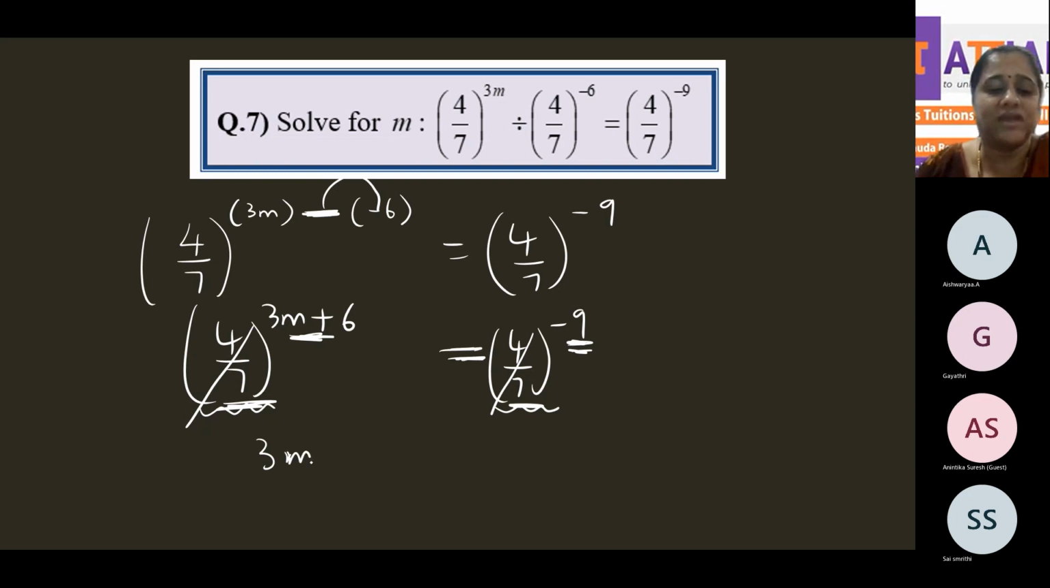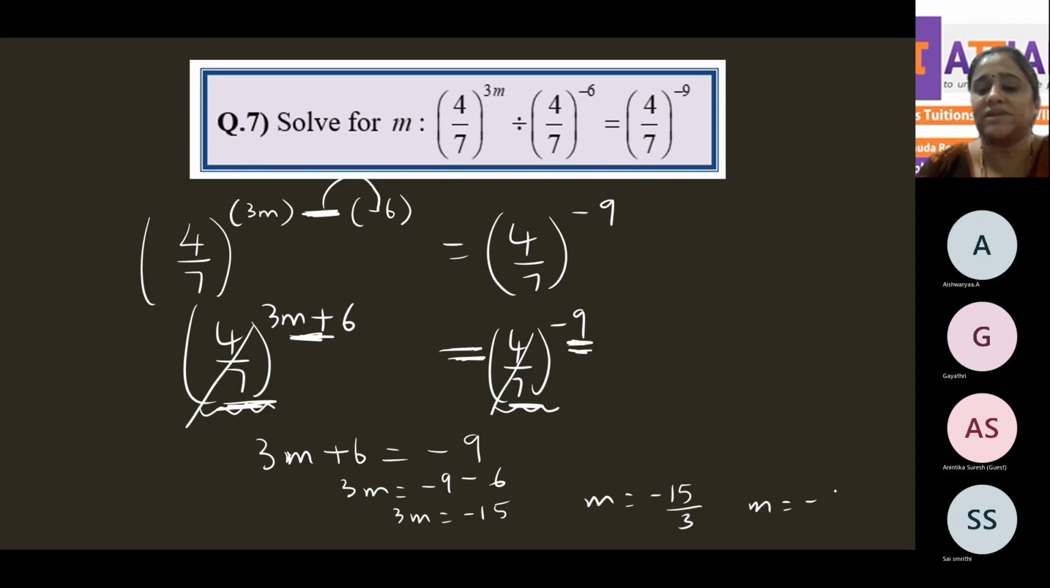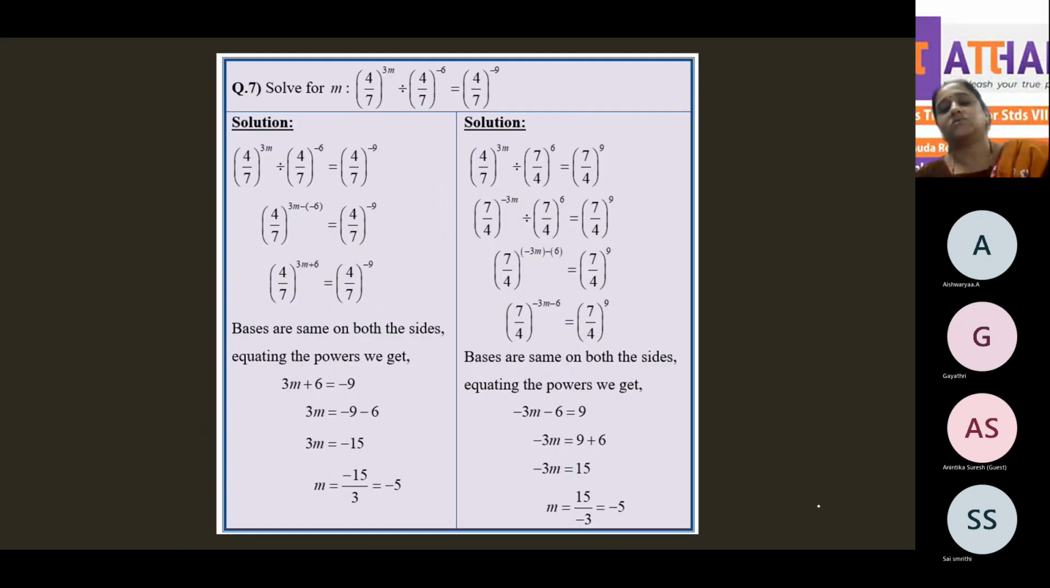So that means 3m plus 6 is equal to minus 9. 3m is equal to minus 9 minus 6. 3m is equal to minus 15. m is equal to minus 15 by 3. m is equal to minus 5. The value of m is minus 5.